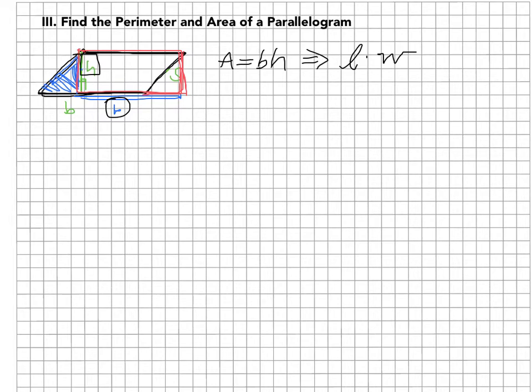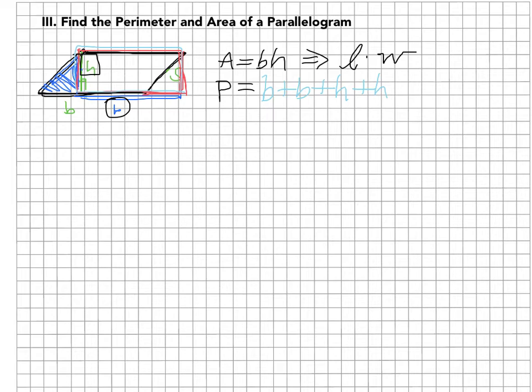When we look at perimeter, again, perimeter is a walk around. So if we walk around, it's going to be base plus height plus base plus height. It's kind of nifty how that works. So let's look at a couple examples here.